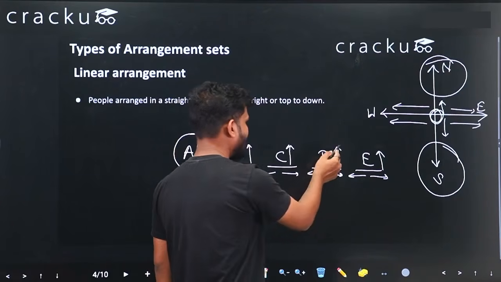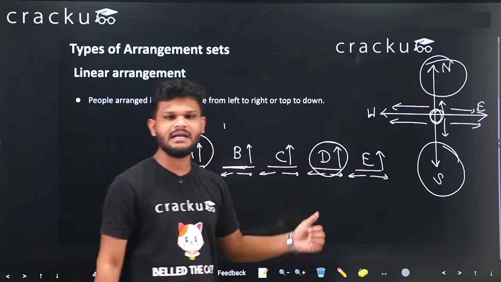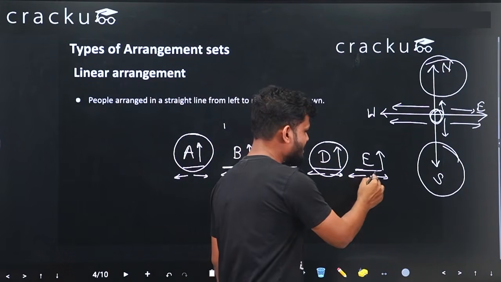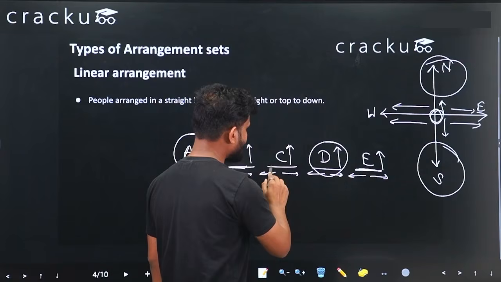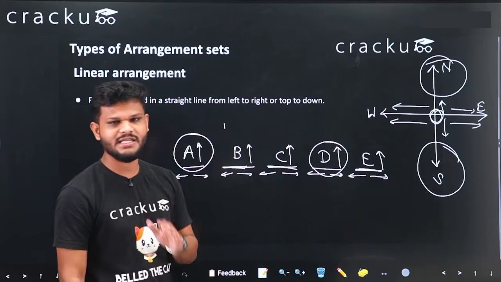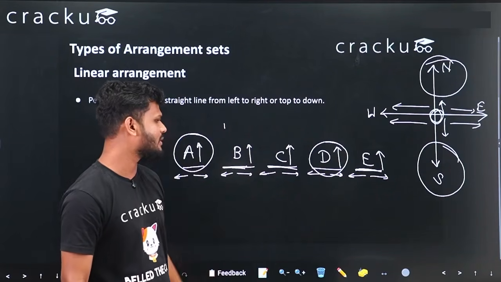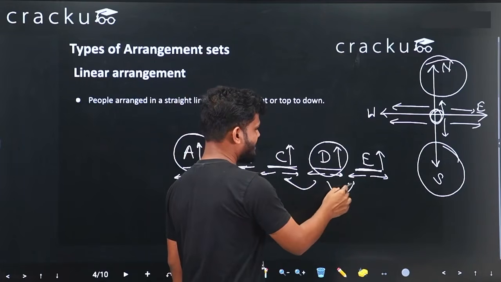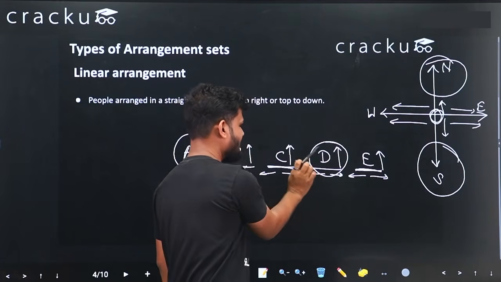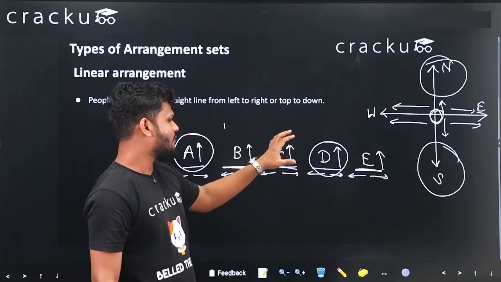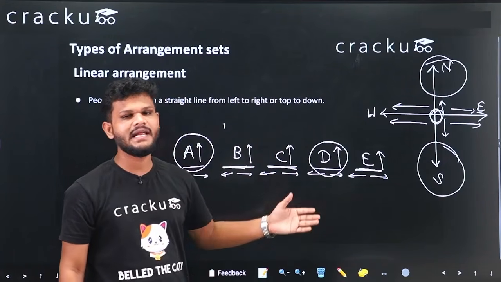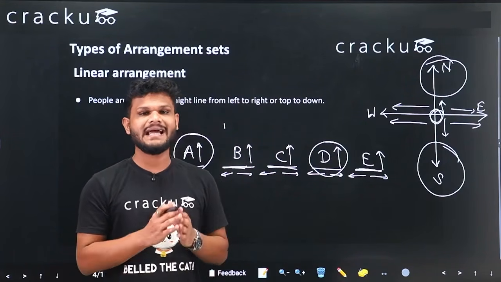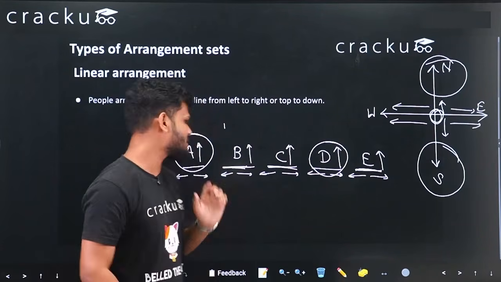If I look at D, who is immediately near to D? E is immediately near to D, and also C is immediately near to D. It means there is no gap between these two people. So I can say for D, C and E are adjacent people. Okay, so that's the thing. For any person, the immediate neighbors to them are called adjacent to that particular person.